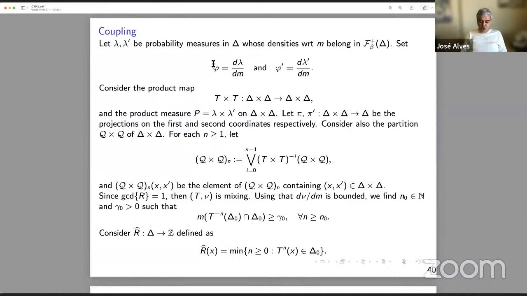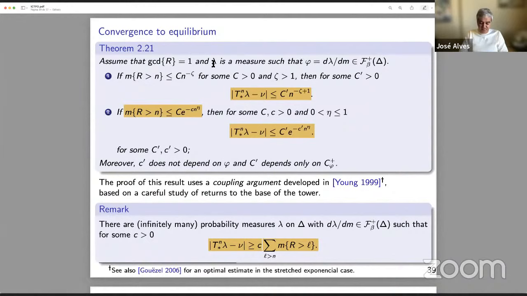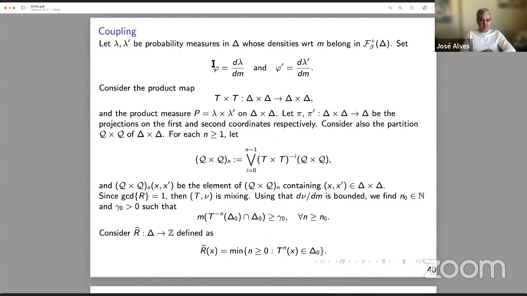So let me give you a brief idea on this of the proof of this theorem. I was looking to the time. Oh, I still have a lot of time. I was worried because I thought it was 2 years, two hours. But we have only 1 hour, of course. So let me give you an idea of this coupling argument.